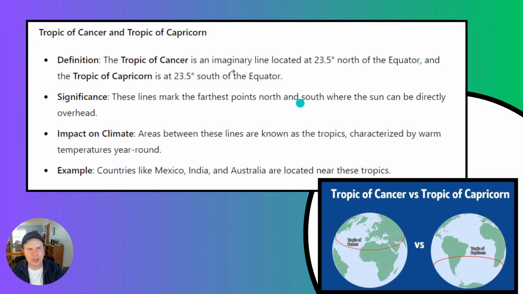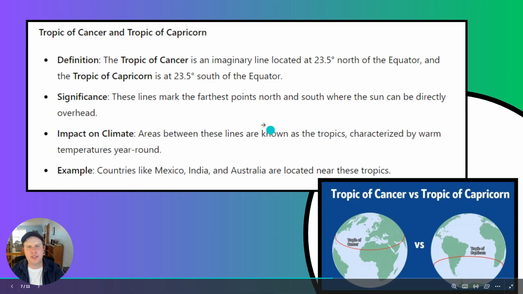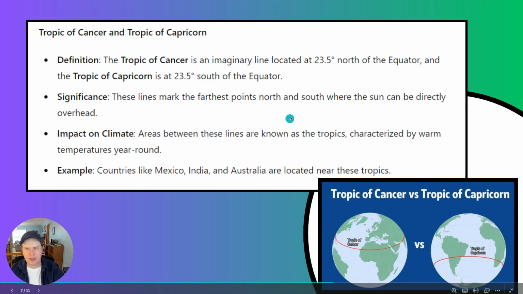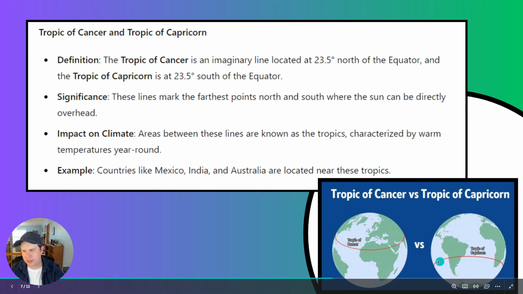The Tropic of Cancer and Tropic of Capricorn. The Tropic of Cancer is an imaginary line located at 23.5 degrees north of the equator, and the Tropic of Capricorn is at 23.5 degrees south of the equator. These lines mark the farthest points north and south where the sun can be directly overhead. Areas between these lines are known as the tropics, characterized by warm temperatures year-round. Countries like Mexico, India, and Australia are located near these tropics. So you can see the lines going around there. It's the Tropic of Cancer and the Tropic of Capricorn.